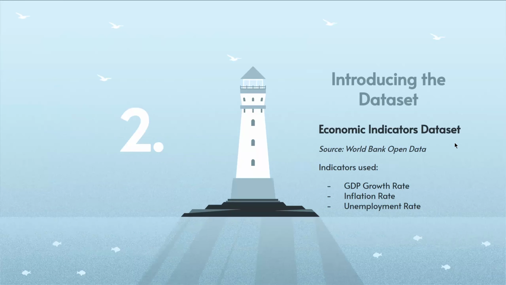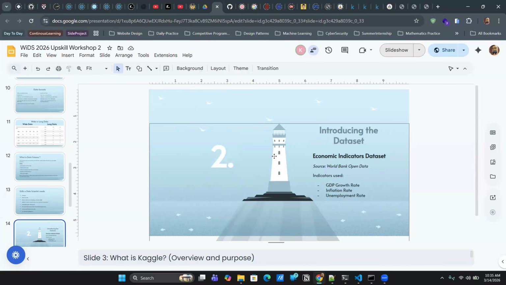Now, next section, we are introducing the data set. We're going to be working with economic indicators data set. It's sourced from the World Bank Open Data, and the key indicators we're using are GDP growth rate, inflation rate, and unemployment rate. So just give me 2 minutes to get everything set up for this next section here.